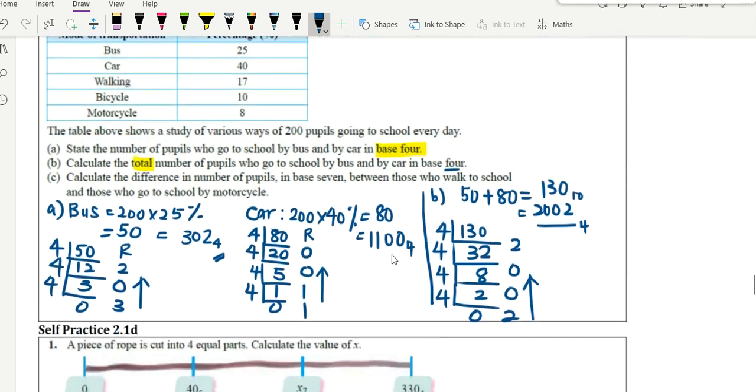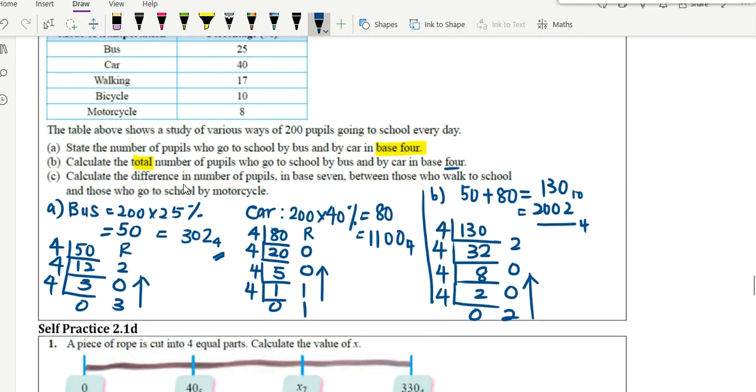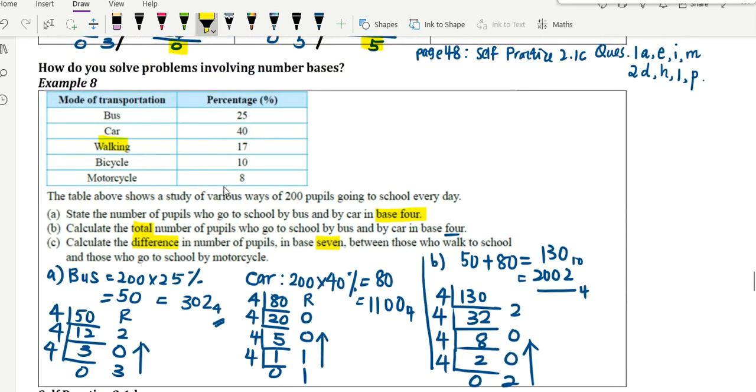Right, for part C here, calculate the difference. Difference means what should you do? Minus. Minus what? The number of pupils in base 7. Now they want you to convert it to base 7. The difference between those who walk to school and those who go to school by motorcycle. Walking is here, motorcycle is here, 70% and 8%. So we have to minus it, right? No space, I'm going to write my answer here for part C.